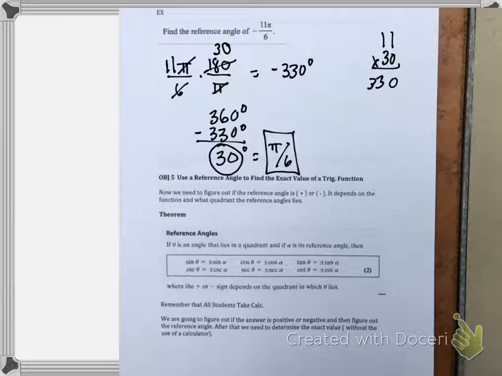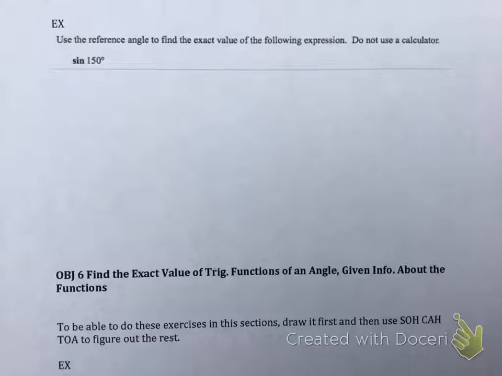Objective 5, using a reference angle to find the exact value of trig functions. Now we need to figure out if the reference angle is positive or negative. That's going to be really important because wherever you start, that's the one you look at, and then you figure out if your function is positive or negative. So just as a little reminder, all students take calc. I'm going to put that over here before I start this example. And remember that all students take calc.